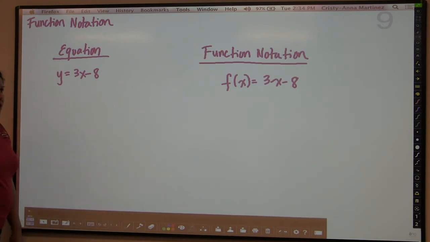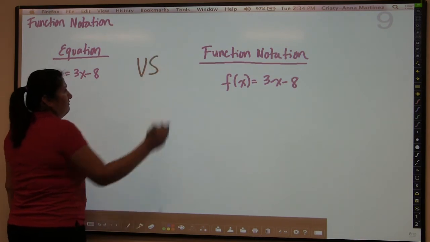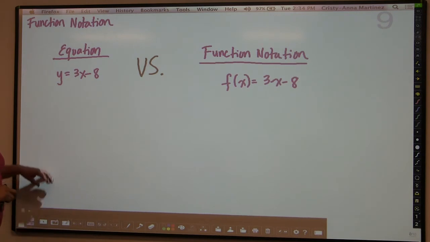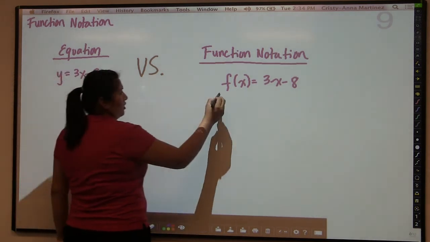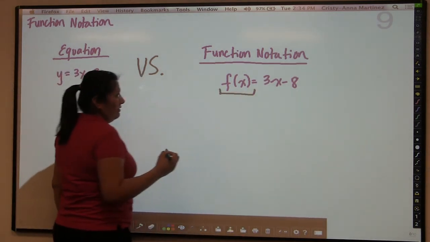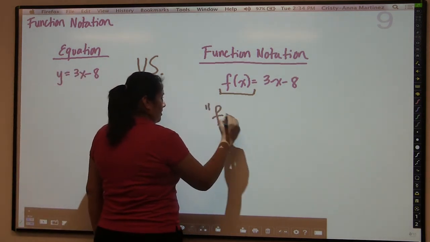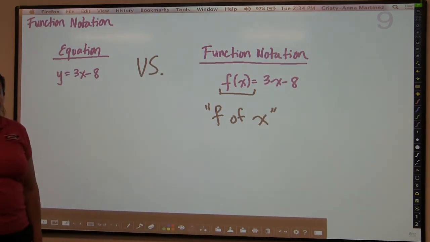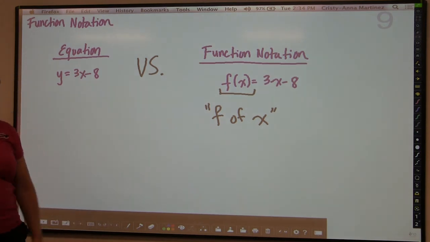Okay, I want to show you the difference between what we're used to versus function notation and why math people like it, okay? This is an equation which you're used to, y equals 3x minus 8. When you look at function notation, you have replaced the y value with this funky little f parentheses x thing. First of all, that is read f of x. You don't call it f times x, it's not f by x, it's not f parentheses x, it's f of x. That's how you say it, okay?